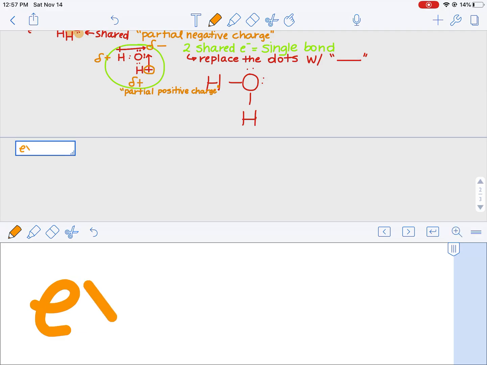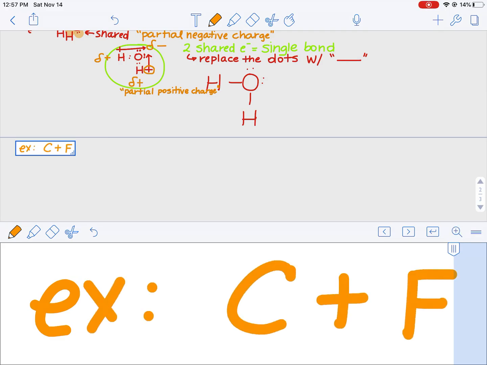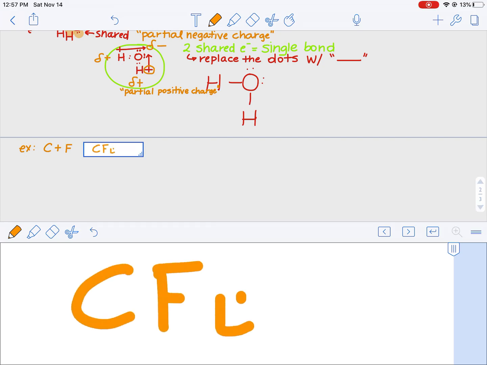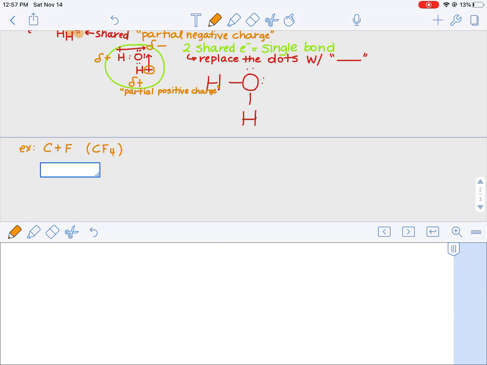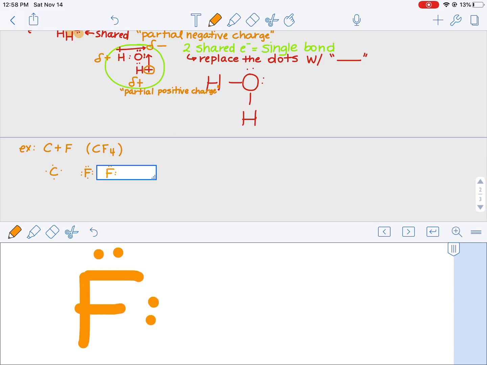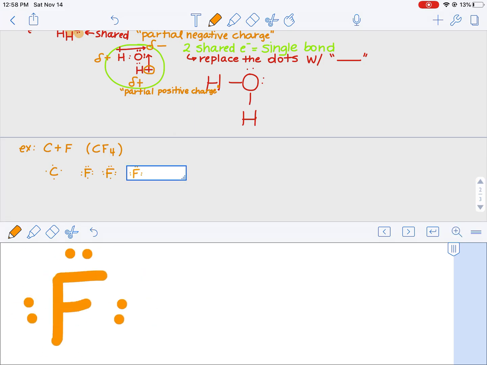Let's try another one. What if I wanted to do carbon and fluorine, where the formula is CF4? Two nonmetals, so I know I'm going to do a covalent bond. Covalent bond means sharing. Start with the original puzzle pieces. Carbon has 4 valence electrons. Fluorine has 7. According to the formula, I'm going to need 4 of them.